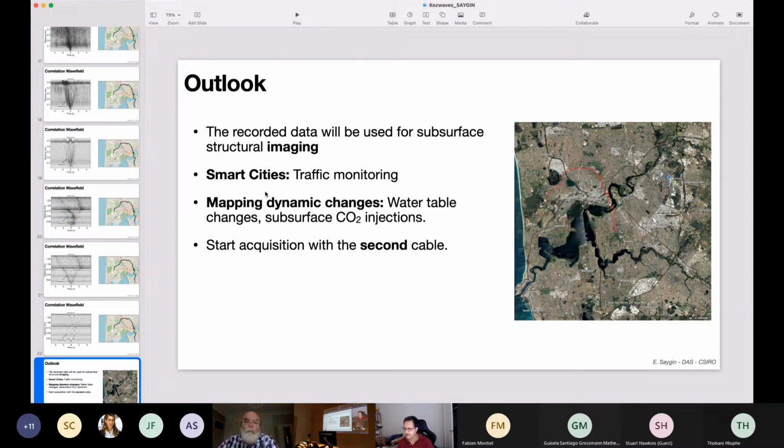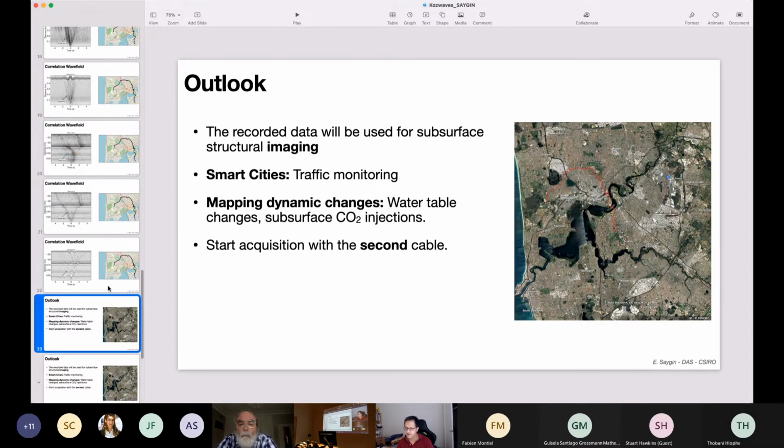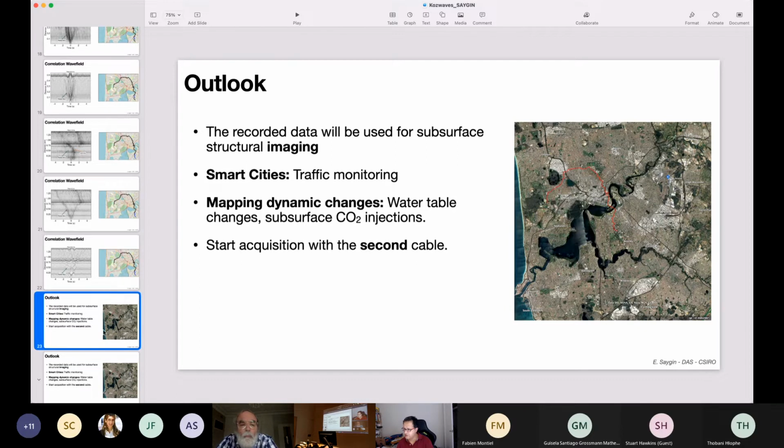For smart cities, as a byproduct, we can monitor the traffic. We're already working on that. And we will not only be focusing on this cable, but will also work on another cable in addition to the top one in PERT, and look at some inter-cable correlations as well.